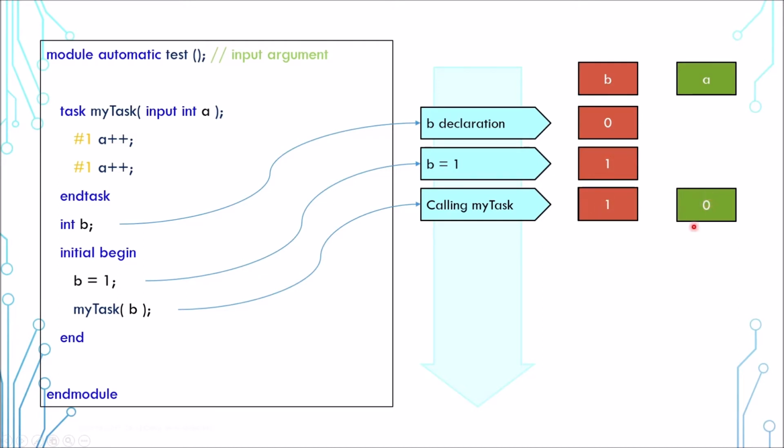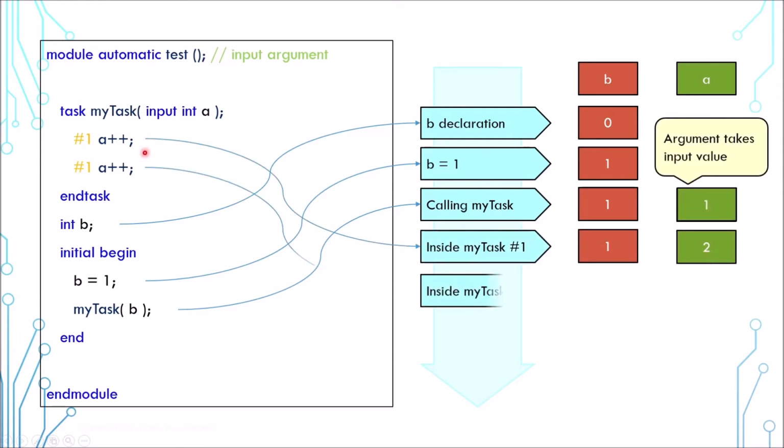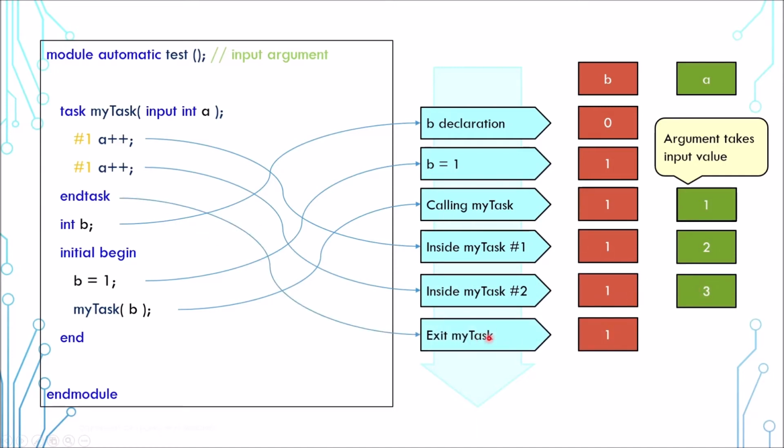Also at this point, argument A is created and at first A is defaulted to 0. But A being an input argument, it takes the value from B and becomes 1. At this point, A is incremented to 2, and at this point, A is incremented to 3, and finally at this point, the task ends and the final value of A is 3. One thing to notice is that regardless of how A is changing within the task, B is not affected at all. This is a typical passing by value example. The caller variable simply passes the value into the argument and is never affected by the argument.